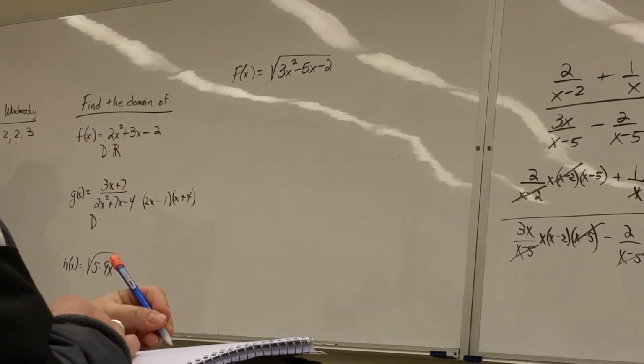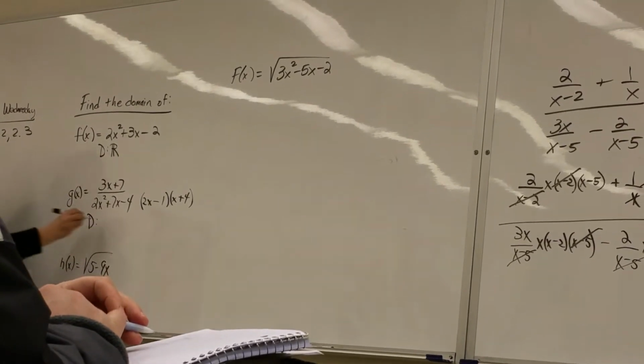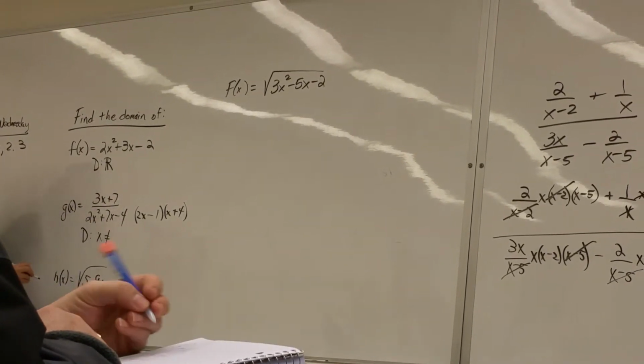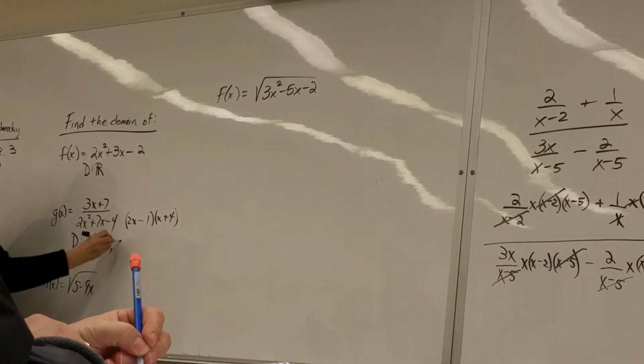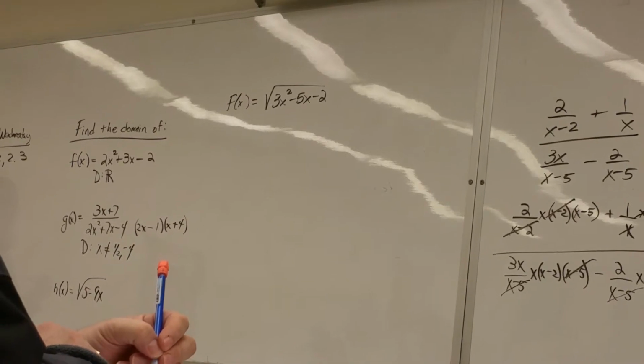One half. Third. So x cannot equal 1/2, -4. Make sure you put the cannot equal to part in that. That's the important part.